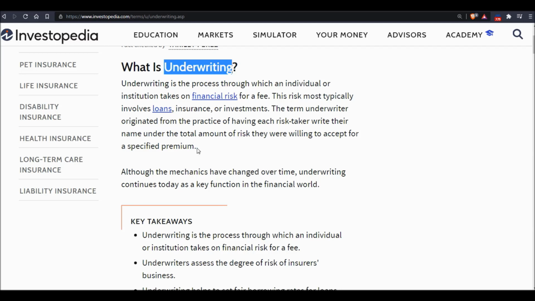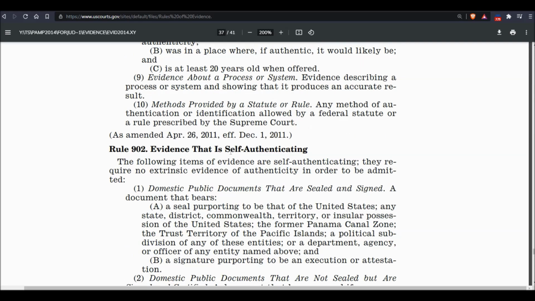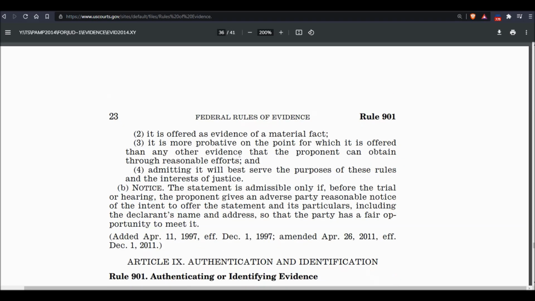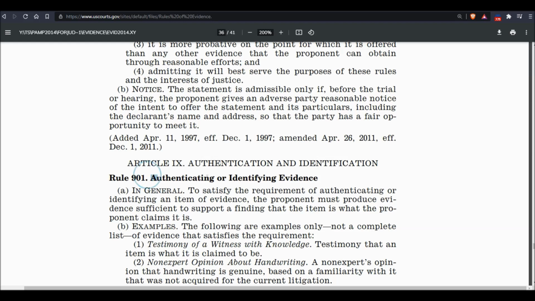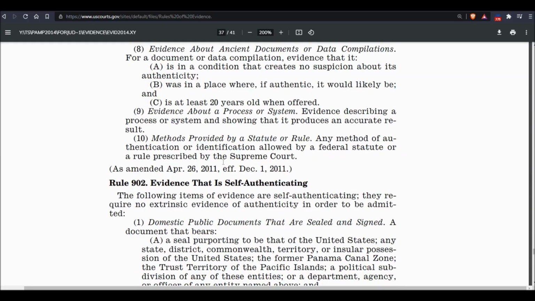How have you used that to assist yourself financially? You haven't. Remember I was speaking about interest? In order for you to understand how interest ties with underwriting and why you are authenticating that birth certificate, you need to go into the rule of evidence. Rule of evidence gives you two specific terminologies when it comes to authentication. It tells you about self-authenticating evidence and authenticating evidence. Let's first go to self-authenticating evidence.